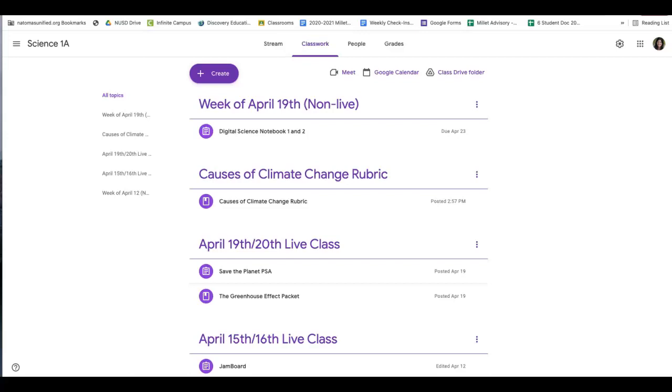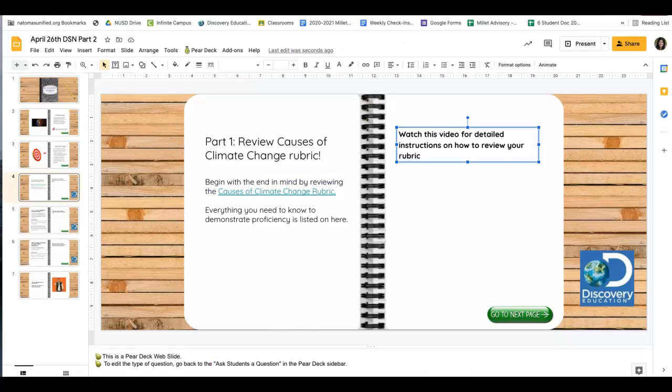Hey, scientists. Okay, so we're here in your digital notebook part 2, and it's saying review your causes of climate change rubric. Begin with the end in mind by reviewing the causes of climate change rubric. Everything you need to know to demonstrate proficiency is listed on here.